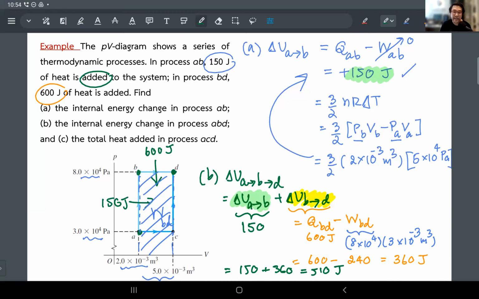All right, guys, part C. Find me the total heat added in the process. Now A to C to D now. They don't want to follow the same path. They want to go from A now to C up to D right there. You might find this a little bit harder than the previous one because it's sort of like a total heat.